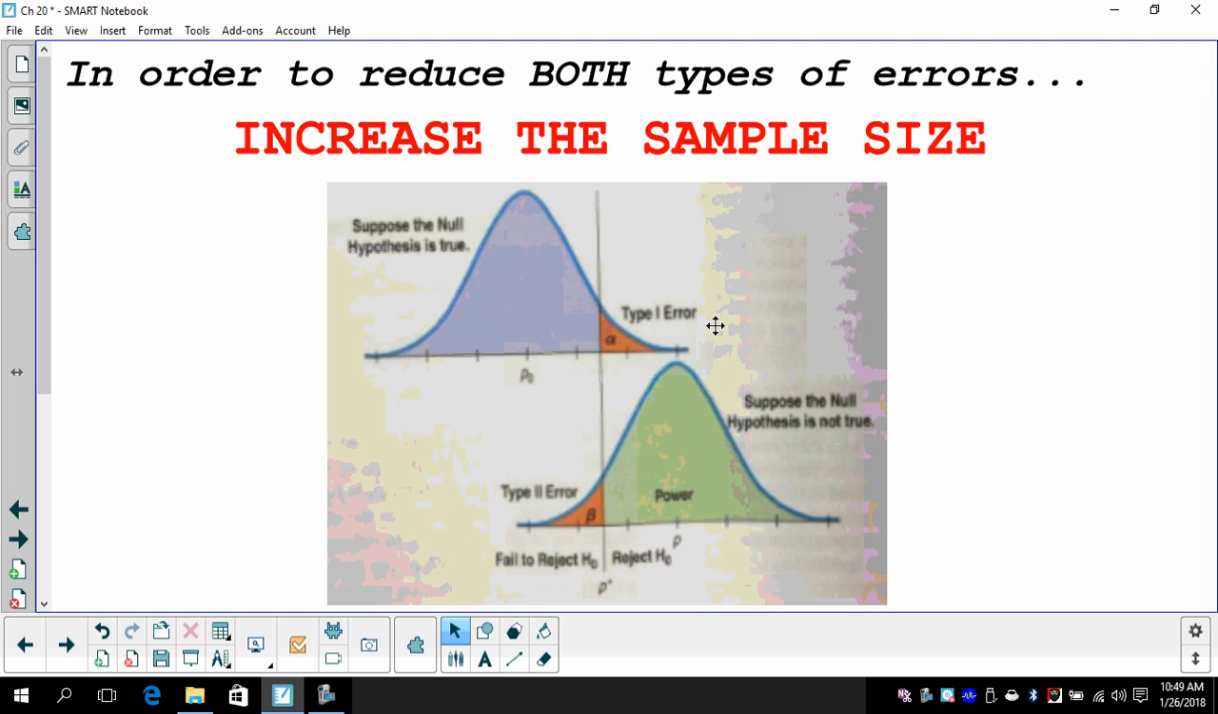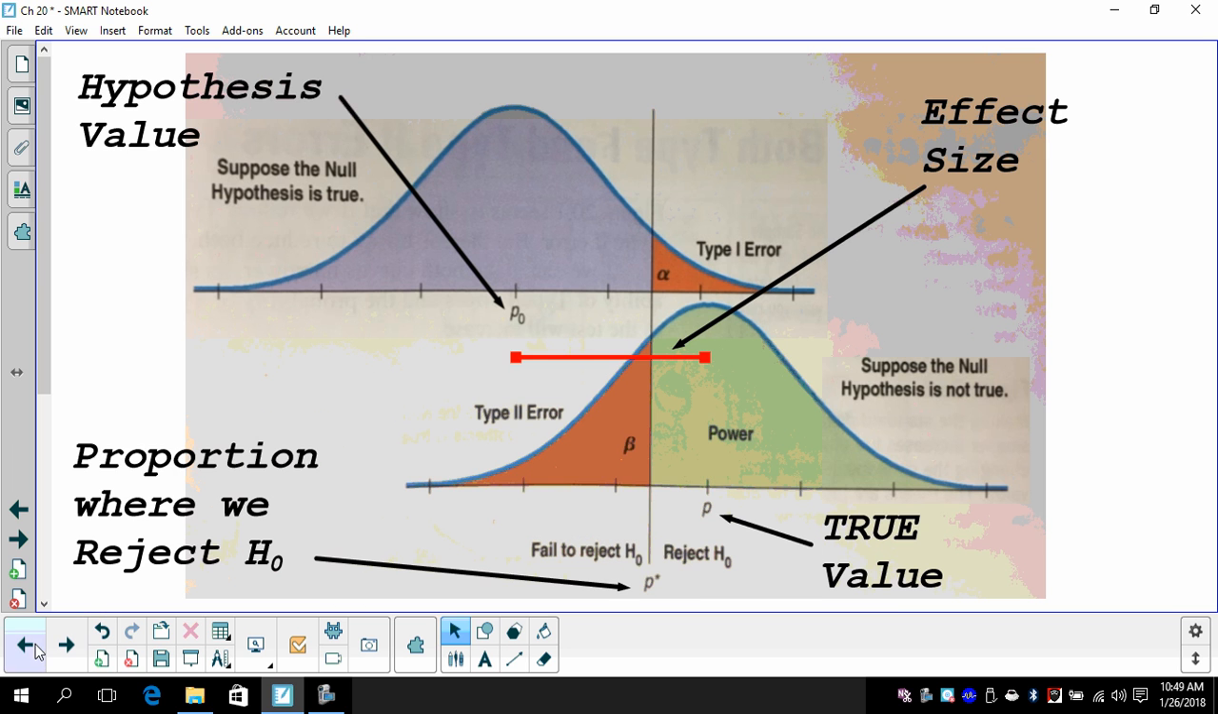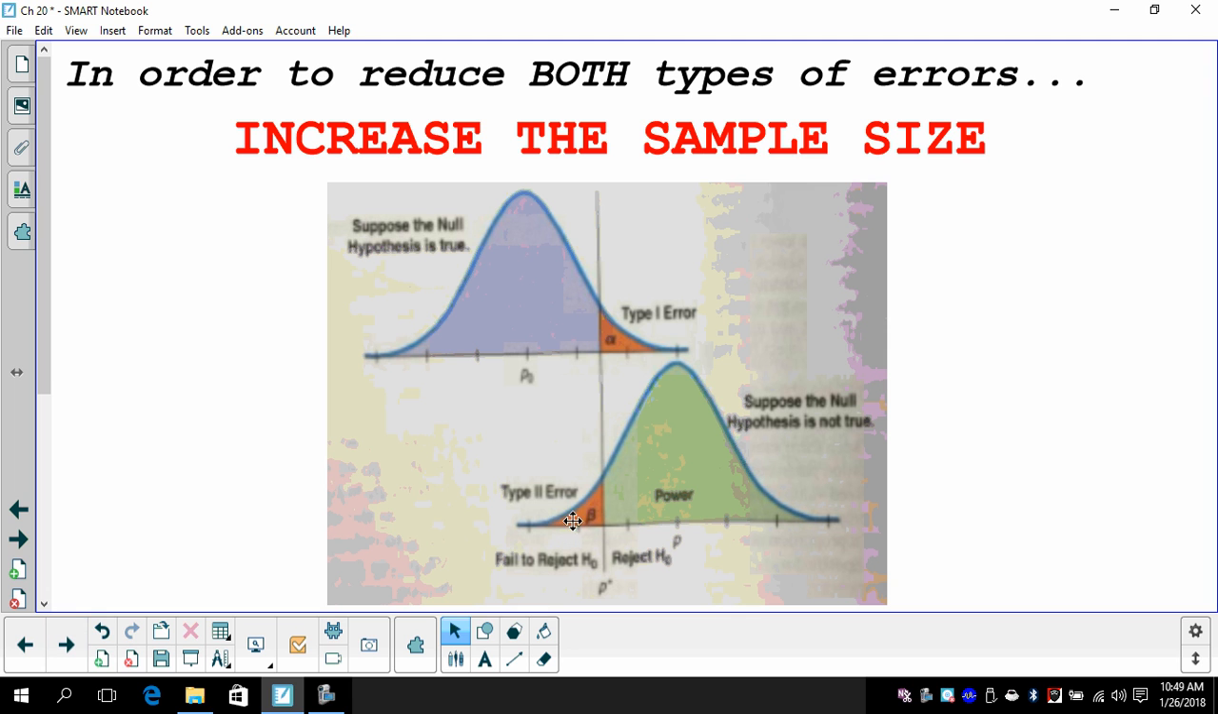If you increase the sample size, the variability decreases, and our distributions become more narrow. You can see that these curves are a bit more narrow than the ones on the previous page. And so the tails, the right tail up here and the left tail up here, become smaller, meaning that the probability of making an error is smaller. Just like when we did confidence intervals, to reduce the margin of error, we have to increase the sample size. So here, to reduce the probability of having an error, type 1 or type 2, we have to increase the sample size.